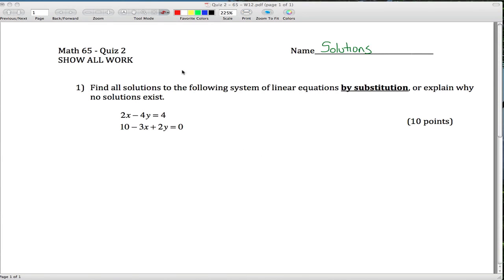All right, quiz 2 for Math 65 solutions. The first question, we're given another system of linear equations and asked to solve it, but make sure you use the substitution method. What's that, 4.2 in your book?